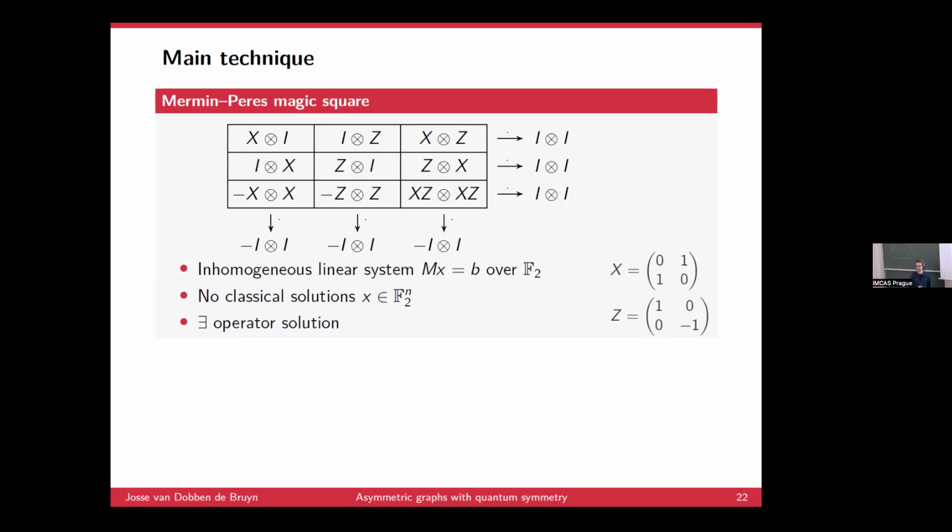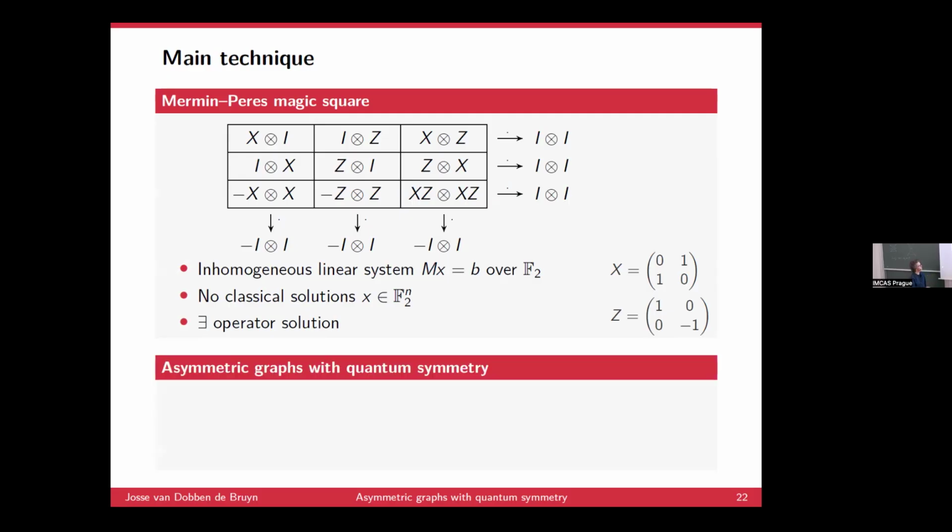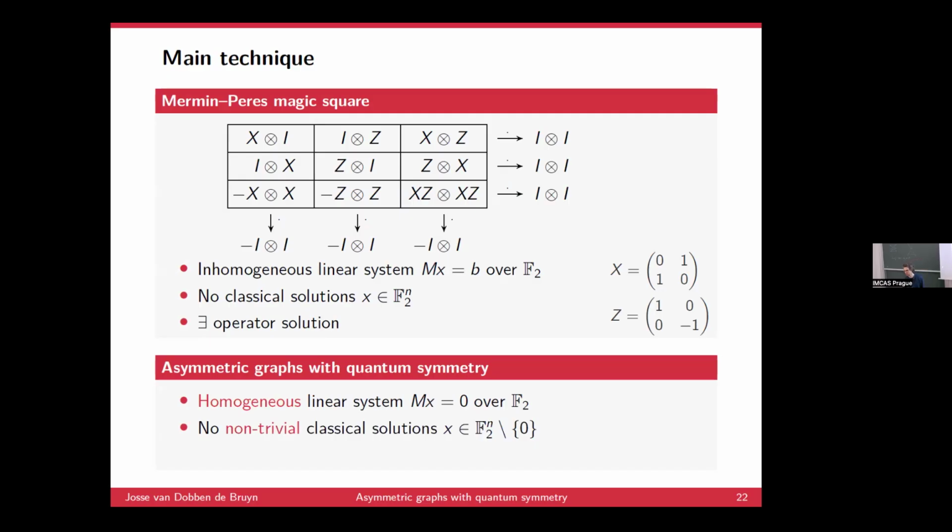Now to get asymmetric graphs with quantum symmetry, we're going to do something similar. But now we're going to look for a homogeneous linear system, Mx equals 0 over F2, that has no non-trivial classical solutions. Obviously, it's always going to have the zero solution, but that's going to be the only one. And it has non-trivial operator solutions. And that's somehow going to give us what we want, in a way that I will show you in the following slides. So think of it as a homogeneous version of Mermin-Peres.